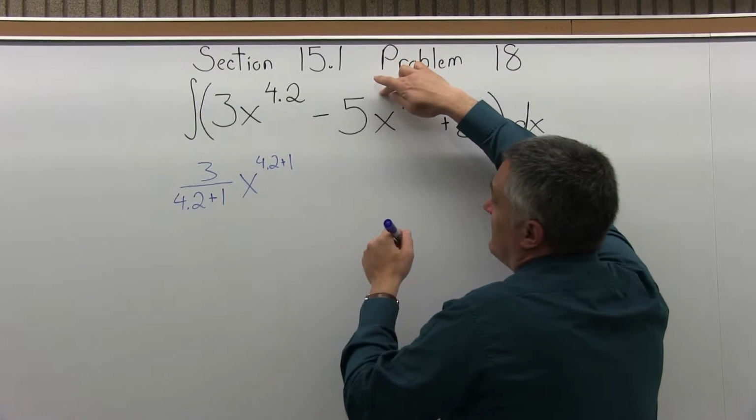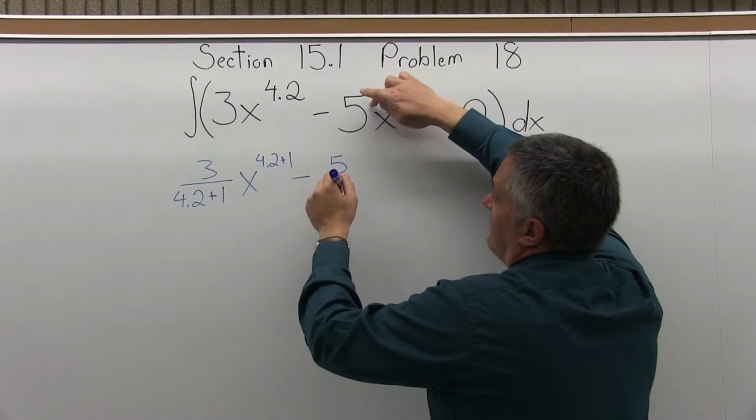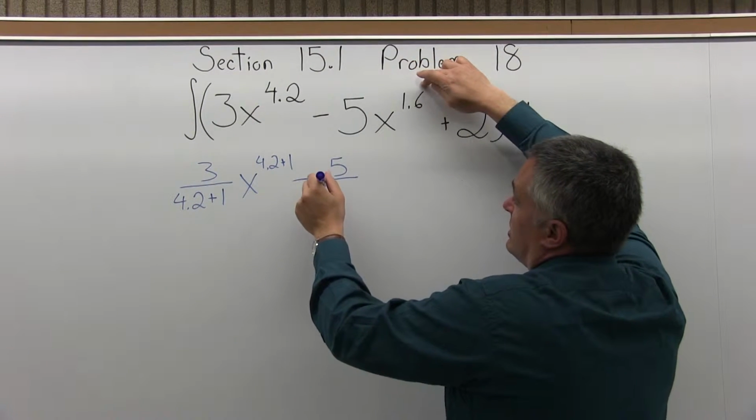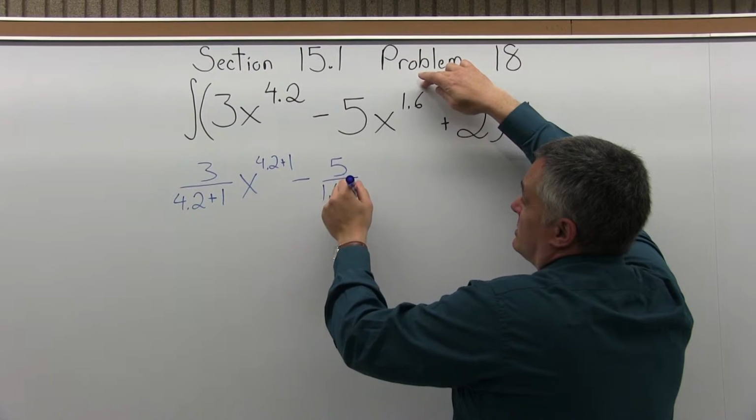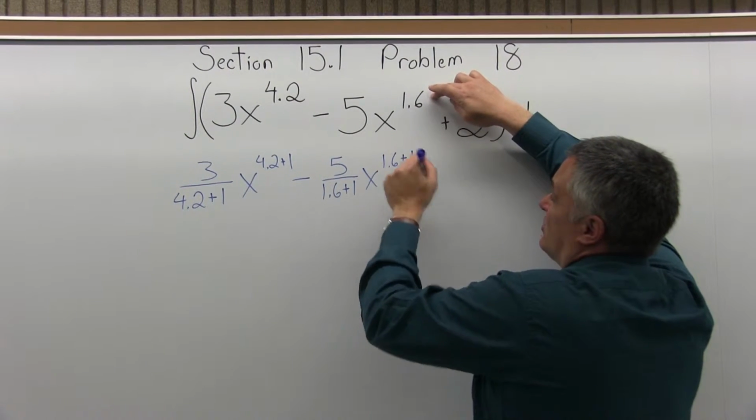The middle piece, minus 5x to the 1.6. You'll have minus the 5 in front becomes the numerator of a fraction, the old exponent of 1.6 plus 1, x to the old exponent of 1.6 plus 1.